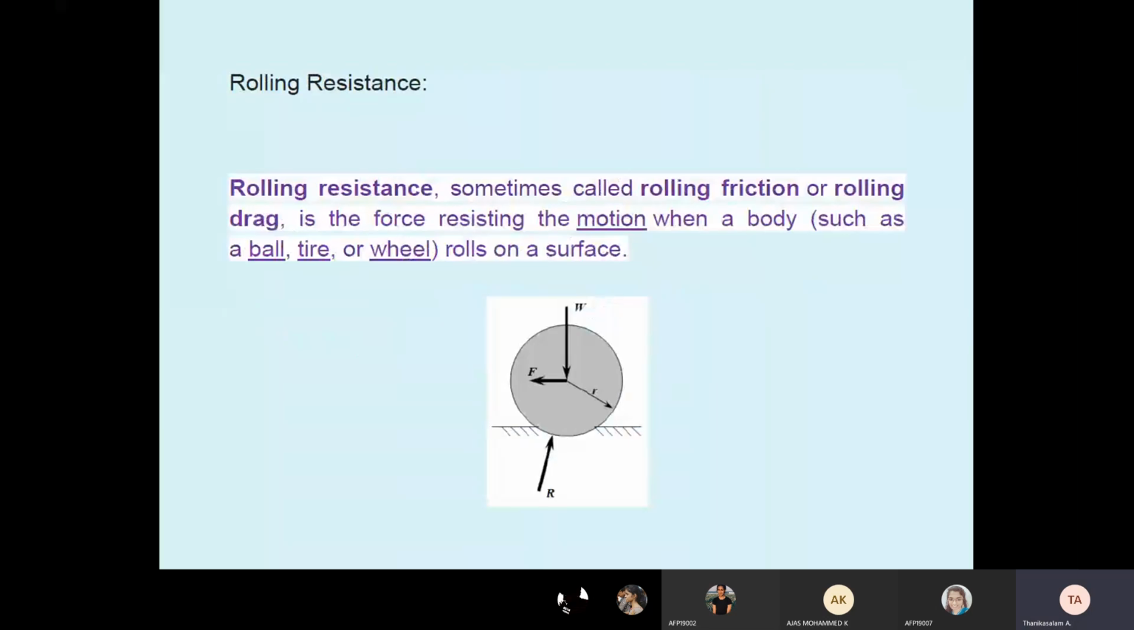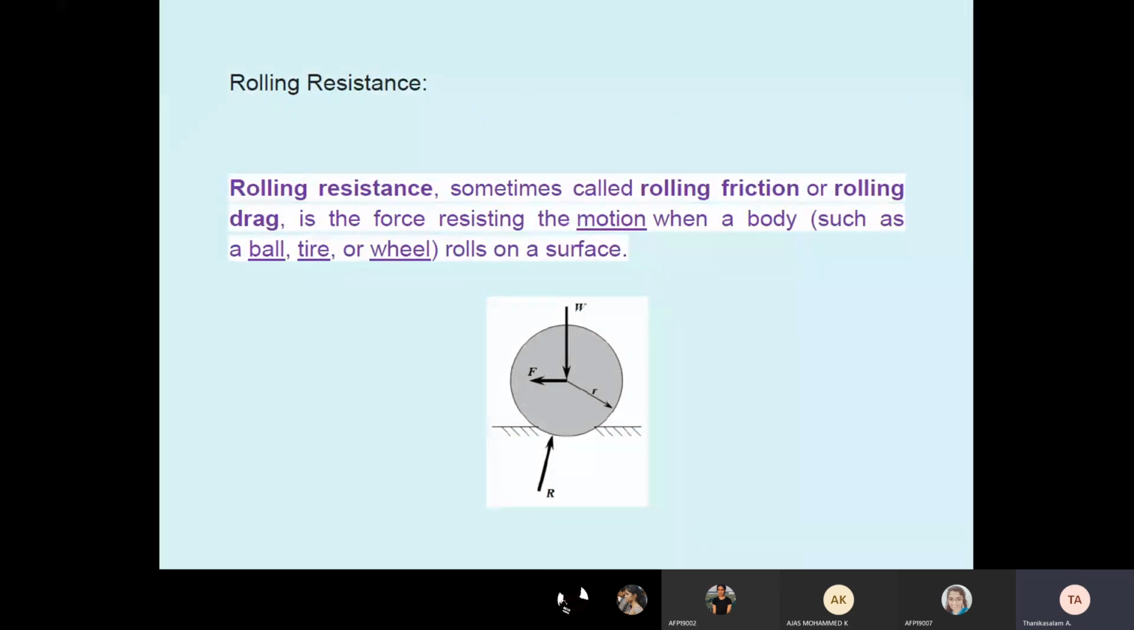Now rolling resistance. See, anything rolling, like a wheel rolling on the road, there is a resistance. So definitely the friction is resisting, in the opposite direction. Rolling resistance, sometimes called rolling friction or rolling drag, is the force resisting the motion when a body, such as a ball, a tire, or a wheel, rolls on a surface.